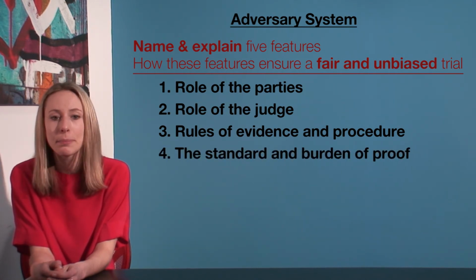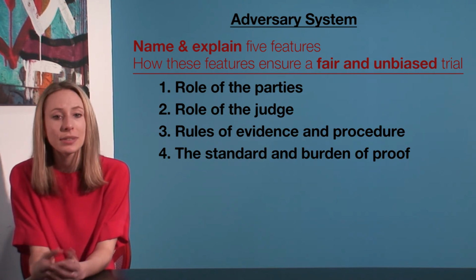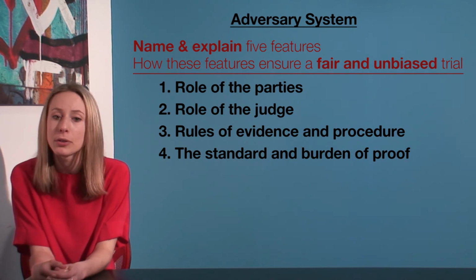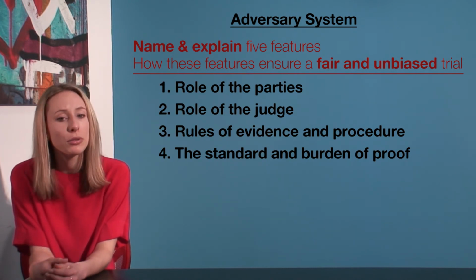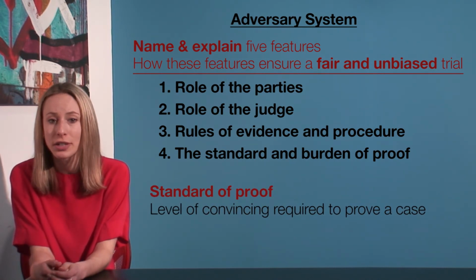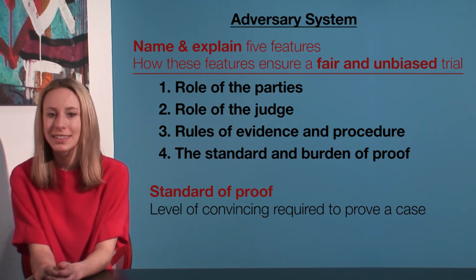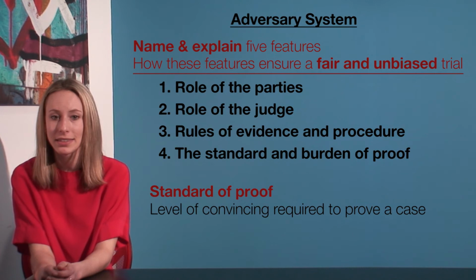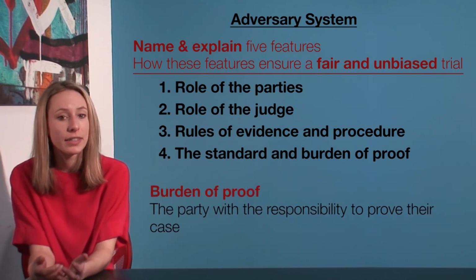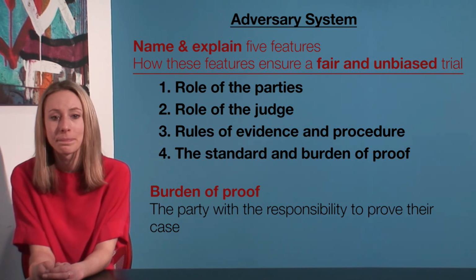4. The standard and burden of proof. In the adversary system, the standard of proof and burden of proof vary depending on whether it's a criminal or civil trial. In criminal trials, the standard of proof is beyond reasonable doubt, meaning the judge or jury must be substantially certain that the defendant is guilty. In civil trials, the standard is the balance of probabilities, meaning that it is more likely that the defendant infringed on the rights of the plaintiff. The burden of proof in criminal trials is on the prosecution, whereas in civil trials, it rests with the plaintiff.